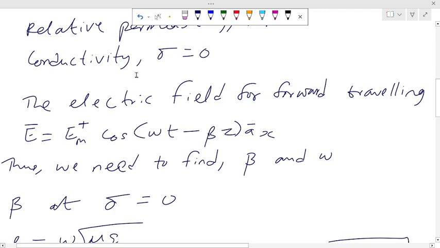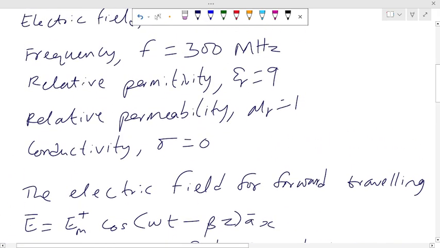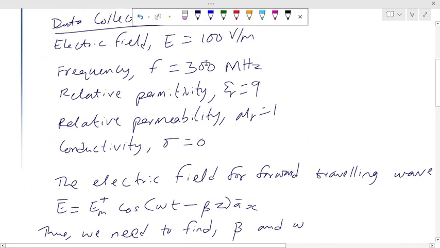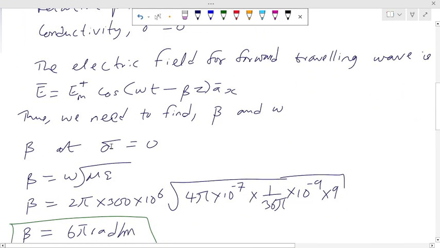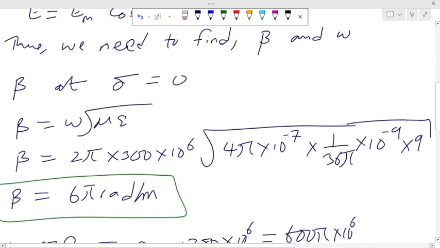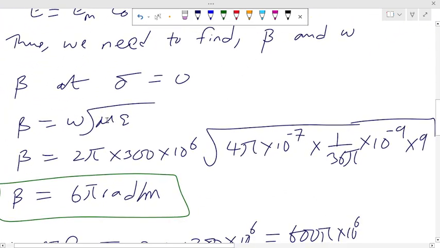This guy, we already have it as 100. It's given in the equation. Omega is 2 pi f, 2 times pi times 300 megahertz, which is 600 pi times 10 to the 6, so that one is even obvious. But we just need to find beta and put it here. Note that at sigma equals 0, beta will be this. This will be the formula for beta at sigma equals 0.